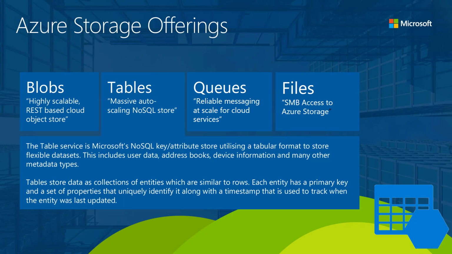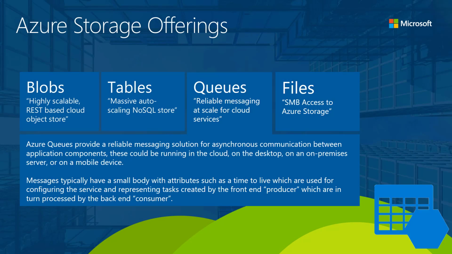The table service is Microsoft's NoSQL key attribute store, utilizing the tabular format to store flexible datasets. This includes user data, address books, device information, and many other metadata types. Now, tables store data as collections of entities which are similar to rows. Each entity has a primary key and a set of properties that uniquely identify it, along with a timestamp that is used to track when the entity was last updated. It's important to note that the table service doesn't enforce a schema by default, which means that two entities in the same table may have different sets of properties unless enforced from the client side.